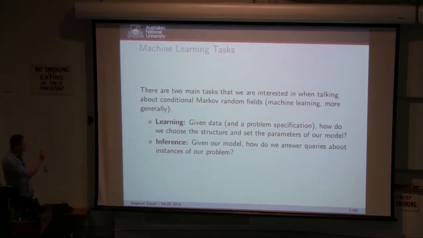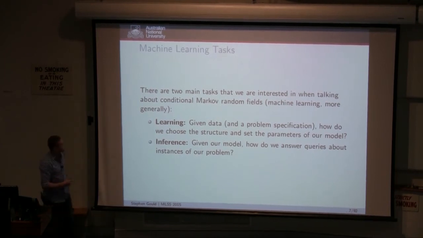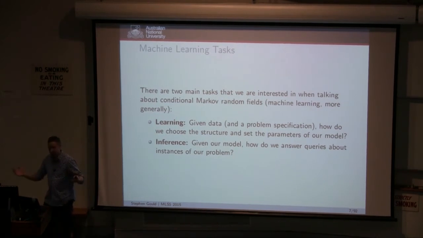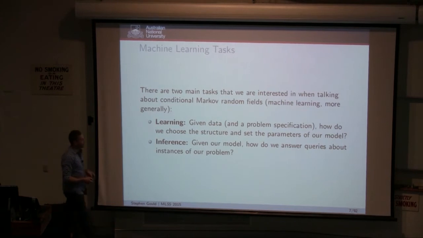So then in these structured prediction models, and in machine learning more generally, there are really 2 tasks that we care about. The first task is the learning task. So that's given a set of data and some problem specification, can we learn the model, which means both the structure of the model and its parameters, from data? Okay?